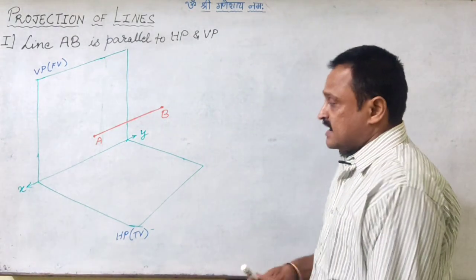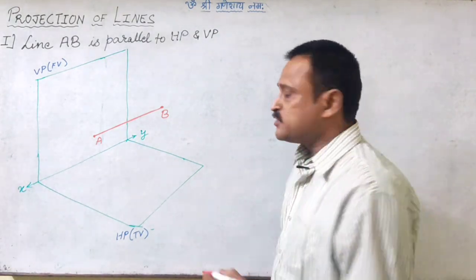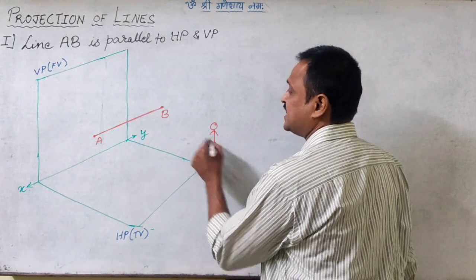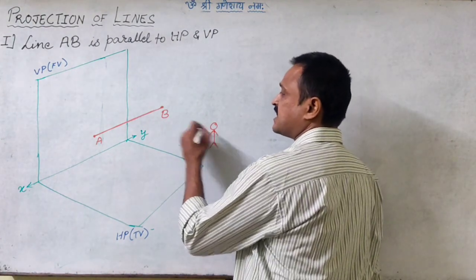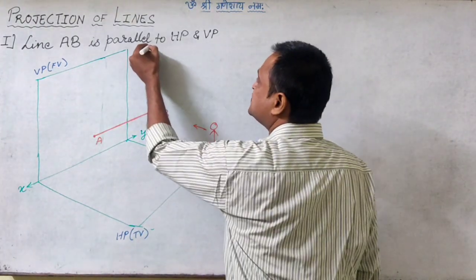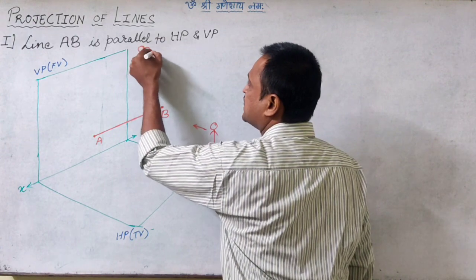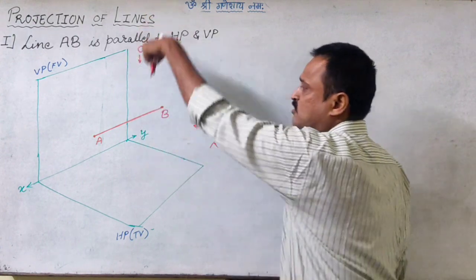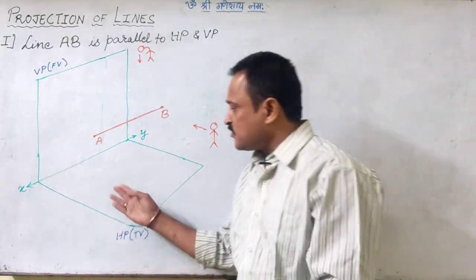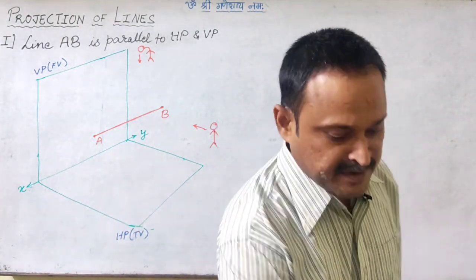So as an observer, to get the two views, I have the first option of standing in front of the object and looking at it. So I get the first image as the front view image, and for the second image I have to look at the object from the top. So I get the top view image on the horizontal plane.